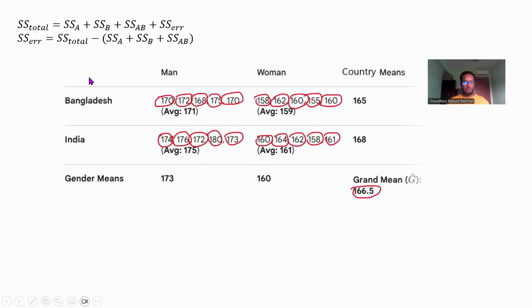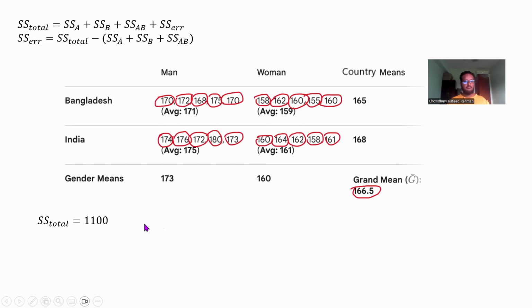This is basically our total table. In this table, you can see that these are all the individual numbers. For SS total, we are going to consider all the individual numbers, right? So we are going to get the difference between 170 and 166.5, 172 and 166.5, 168 and 166.5, and so on and so forth, and we are going to sum up everything. Now there is no multiplication here, because each number represents only one number itself, nothing else.